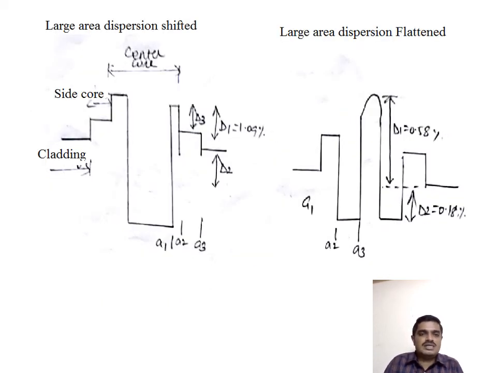This is also another complex application area: large area dispersion shifted and large area dispersion flat fibers. These flat fibers and dispersion shifted fibers are also used for some other applications. Compared to the previous ones, these large area dispersion shifted fibers have a much higher clad area. So these are all some of the applications.